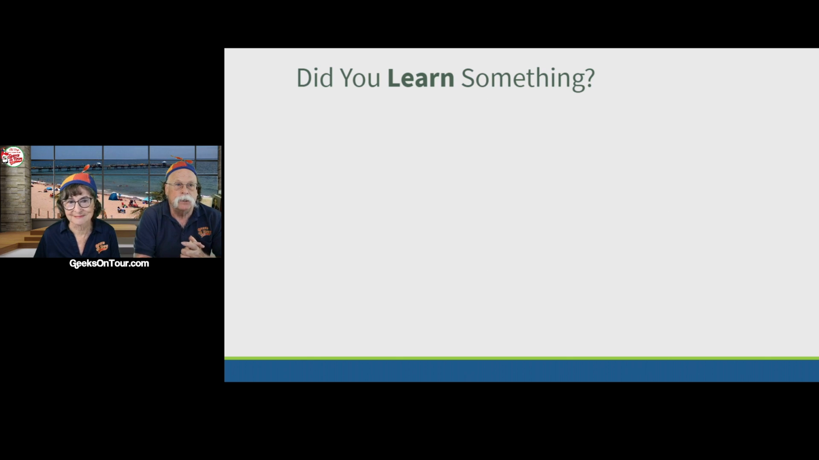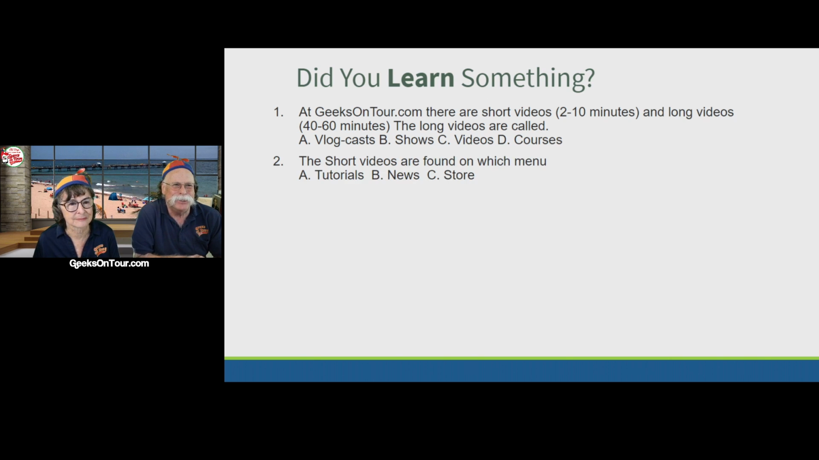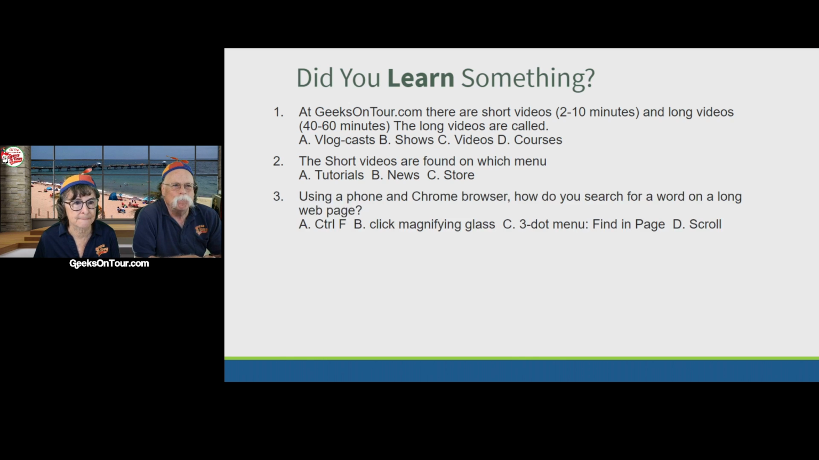Questions for you. At geeksontour.com, there are short videos, 2 to 10 minutes, and long videos, 40 to 60 minutes. The long videos are called A, vlogcasts, B, shows, C, videos, or D, courses. We call them shows. YouTube shows. And we call it the Button Show. The short videos are found on which menu? Tutorials, news, or store? Tutorials.